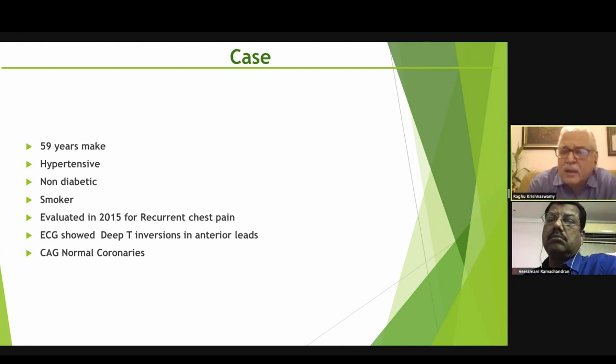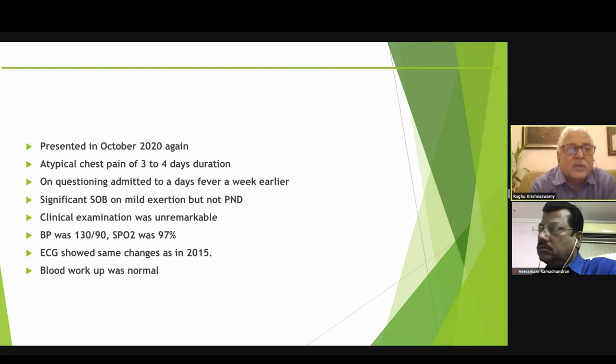And because of the ECG pattern and this history, since he was not willing to undergo further stress testing, I took him up for a coronary angiogram, which revealed that he had normal coronaries. His echo at that time was normal. There was no evidence of hypertrophic cardiomyopathy to explain the T inversions.